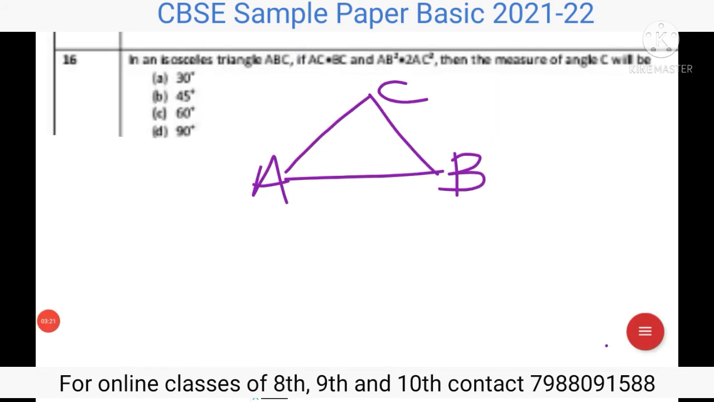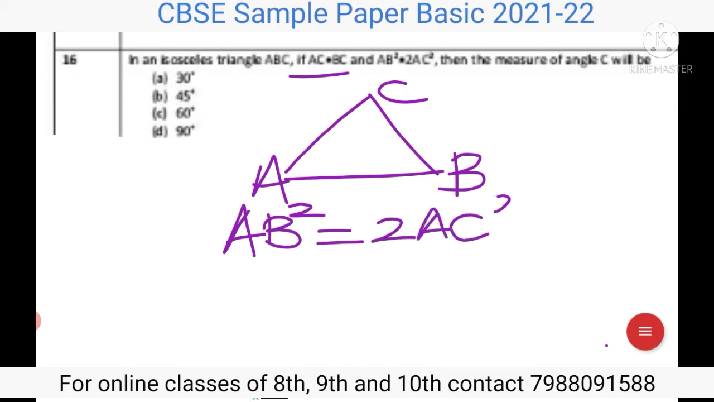In question number 16, we are given that AC is equal to BC and AB square is equal to twice AC square. We have to find the value of angle C. Now see, I am given that AB square is equal to twice AC square. So let me start from here only. Though it's a question of NCERT and if you have done enough practice, just by looking at the question you can tell the answer that it's going to be 90.